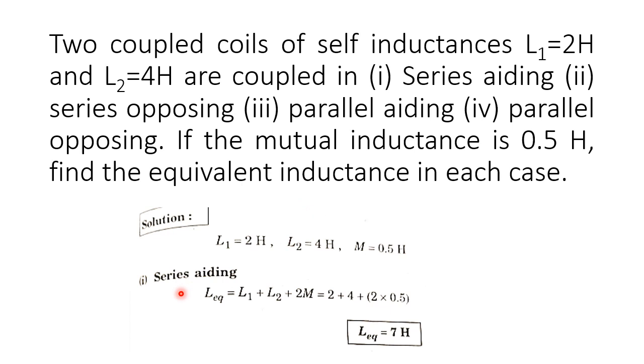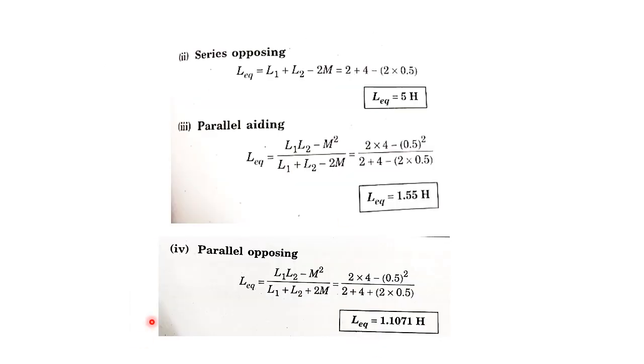We know the formula for series aiding, that is L equivalent equals L1 plus L2 plus 2M, and L1, L2 and M are given. Just substitute the values and you will get L equivalent equal to 7 Henry. Next, series opposing. We know the formula for series opposing, which is L equivalent equals L1 plus L2 minus 2M. Substitute the values of L1, L2, M, and you will get L equivalent equal to 5 Henry.